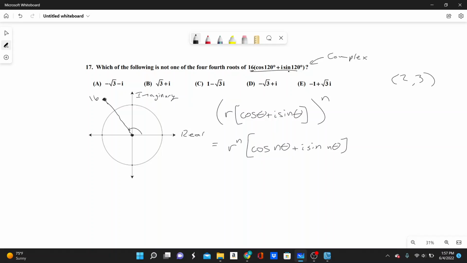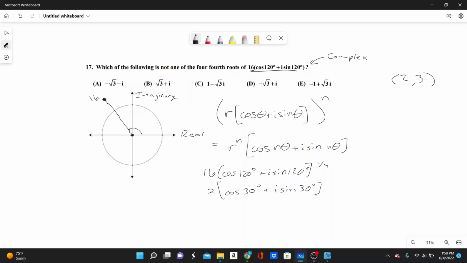Let's see if we can apply this. So we have 16 times the cosine of 120 plus I sine of 120. If we take the fourth root, that's the same thing as to the 1/4 power. So 16 to the 1/4 power, or the fourth root of 16, that's just going to be 2. And then cosine of n theta, so this will be cosine of 120 degrees times 1/4. So cosine of 30 degrees plus I sine of 30 degrees. Okay, so this is one of our fourth roots.